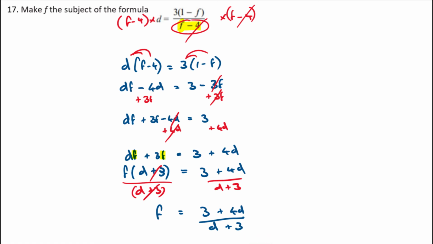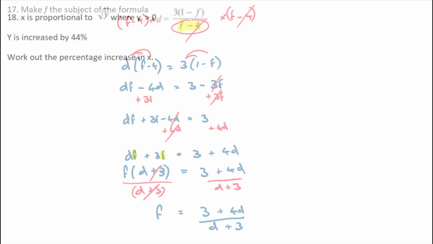So the trick of these ones, when you've got f appearing in two different places, you want to try and collect them all on one side and either collect like terms or factorize out the f from the various terms if you've got other things multiplied by it. Okay, job done.